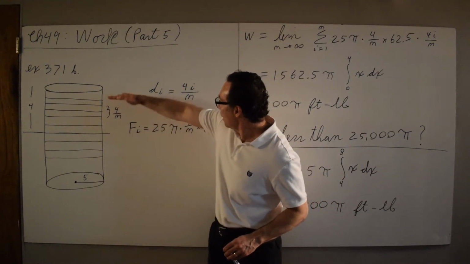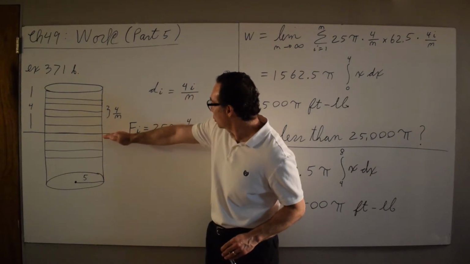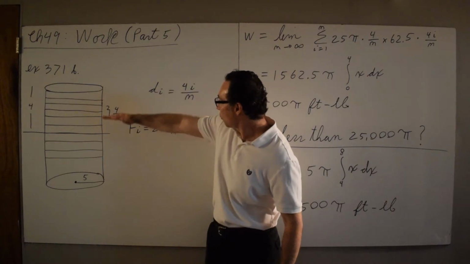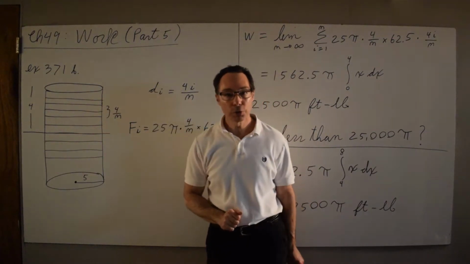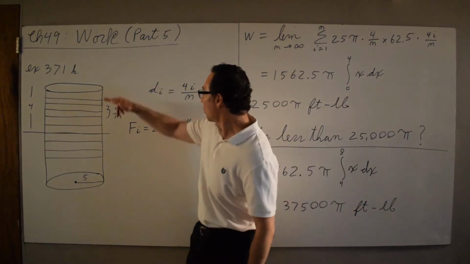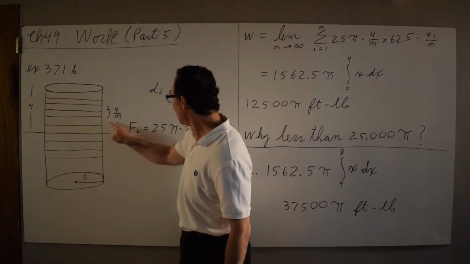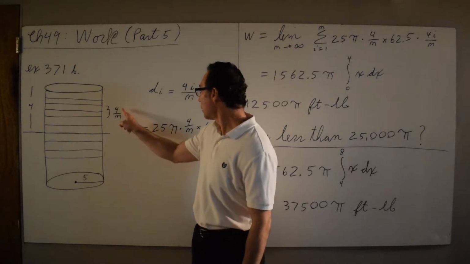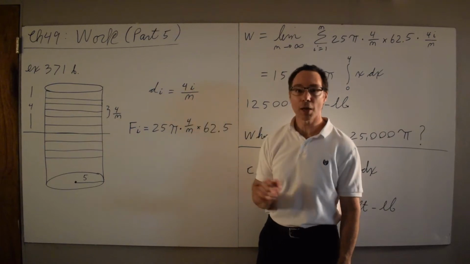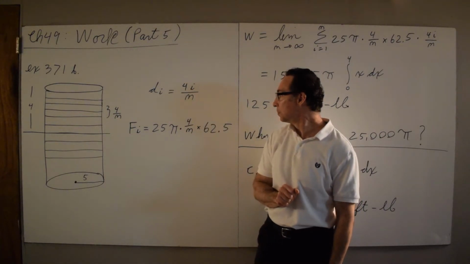So for part B, what I'm going to do here is just pretend that I have a 4-foot tank. We're pumping the top half of the water out, so we're just going to assume we have a tank that's 4 feet high instead of 8 feet high. So we're going to take the top half of the tank, chop it up into n equal pieces of size 4 feet divided by n. So the height of each little slice is 4 divided by n.